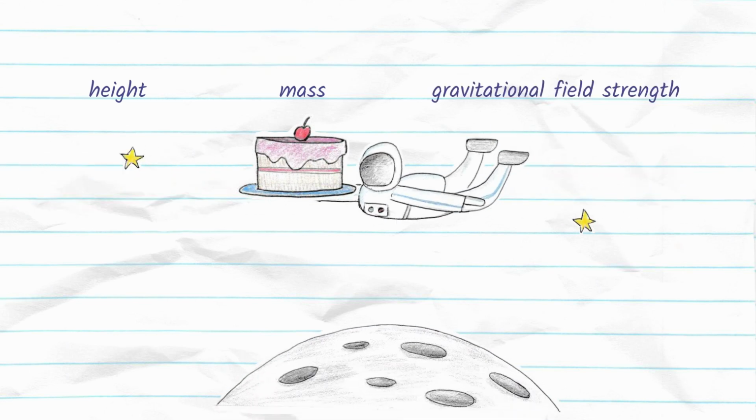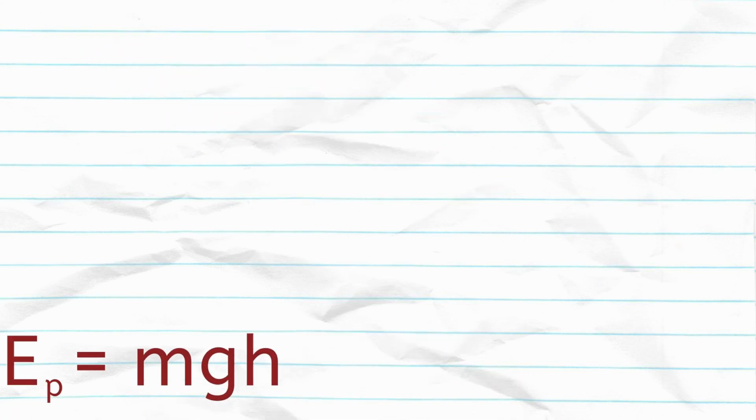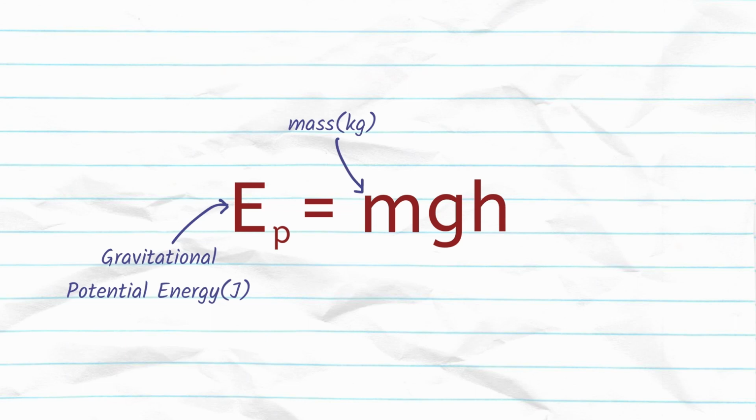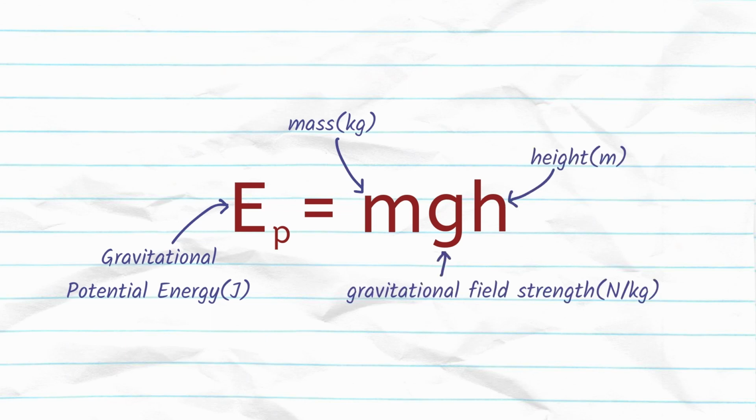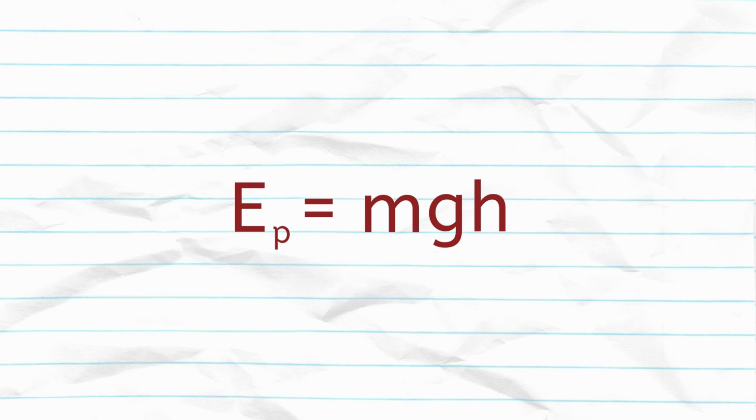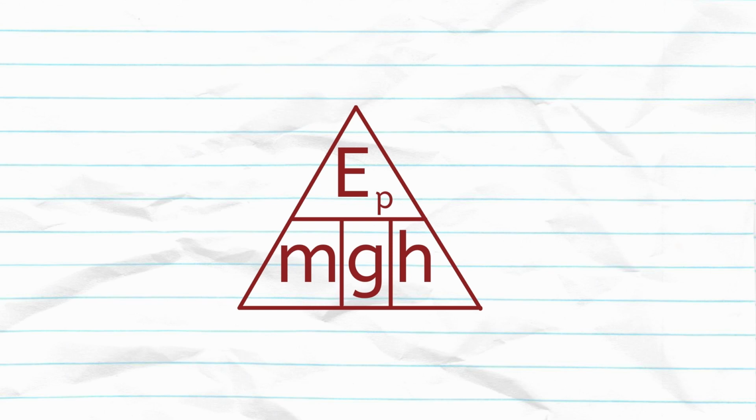If the object was lifted on the moon, it would have less energy, as the moon's gravitational field strength is less than here on Earth. We can calculate the gravitational potential energy with this equation. And the formula triangle looks like this. Now let's see how to use this equation.